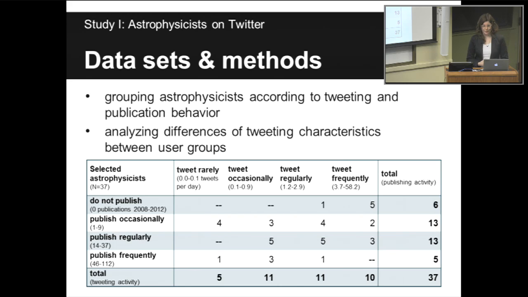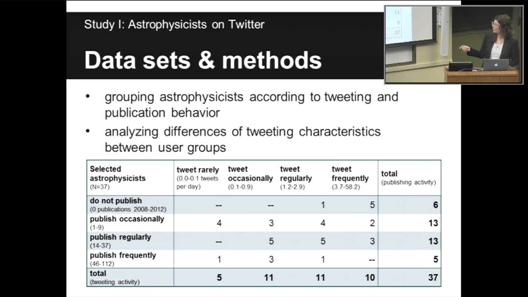And because we wanted to find out if these different kinds of people on Twitter used Twitter differently, we grouped those 37 people according to their publication activity and their Twitter activity. So on top you see here that we looked at the number of tweets per day. We did normalize it because we had people that signed up in 2007 and some in 2012. So we calculated the average number of tweets per day. And we had from 0 to 0.1 tweets per day to, as I said, 58 tweets per day.